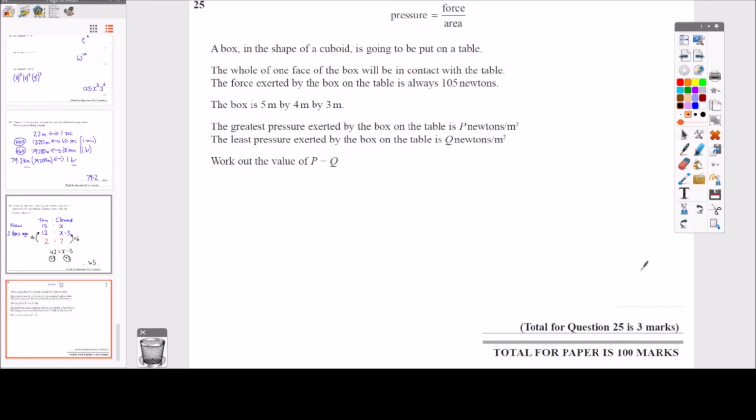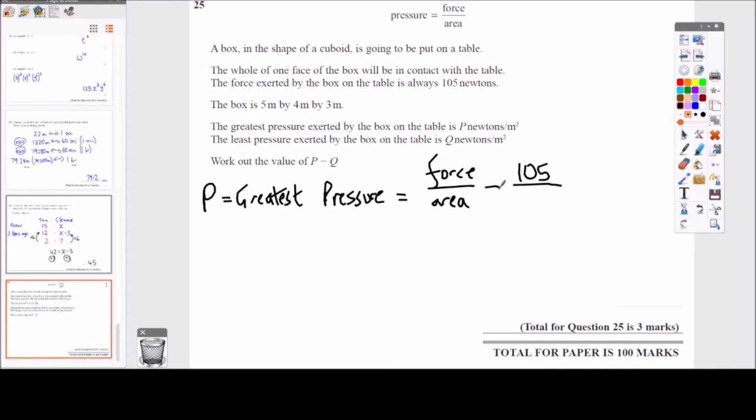Okay, question 5. We're told that the greatest pressure is P. So let's think about the greatest pressure first of all. P is the greatest pressure. And how do we work out pressure? It is force over area. And we know that the force is always 105. Now, if we want to make this as big as possible, when you're dividing, the denominator, the bottom number, has got to be as small as possible. So the area of the box has got to be as small as possible.